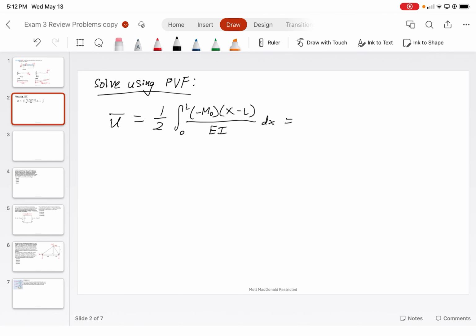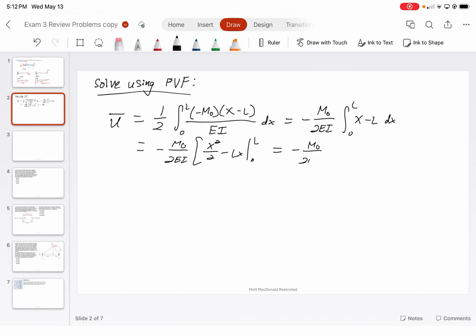Technically, we could carry out the m naught. So this is negative m naught divided by 2EI times the integral of x minus L dx from 0 to L. Continuing with the integration, we get x squared divided by 2 minus Lx from 0 to L. And then this is just going to equal negative m naught divided by 2EI times L squared over 2 minus L squared, which just gives us m naught L squared divided by 4EI.